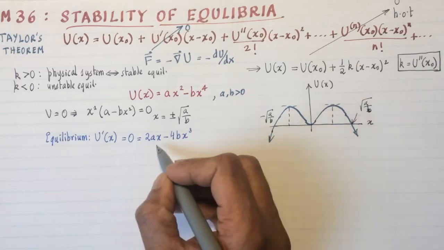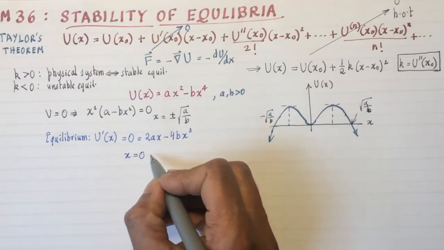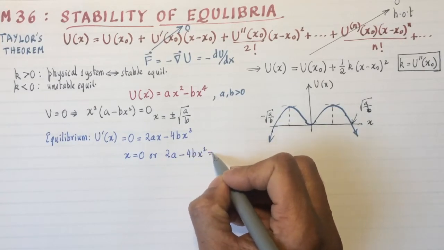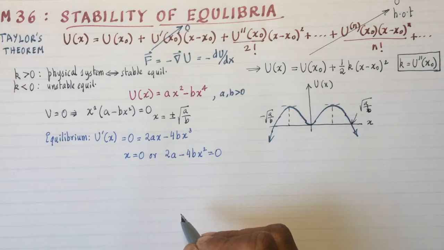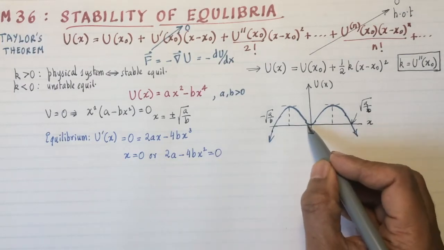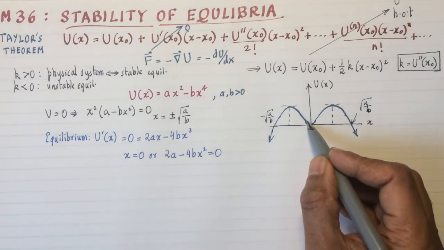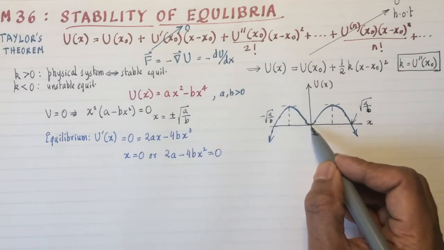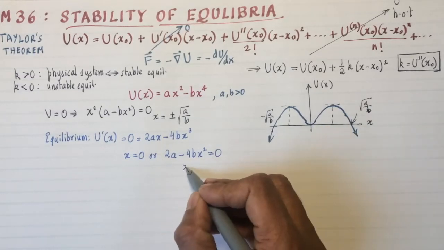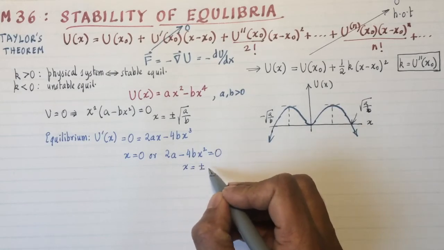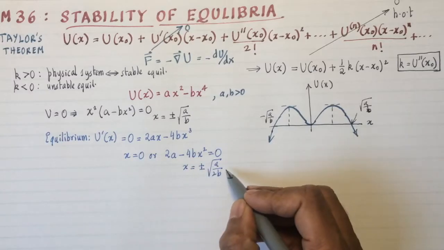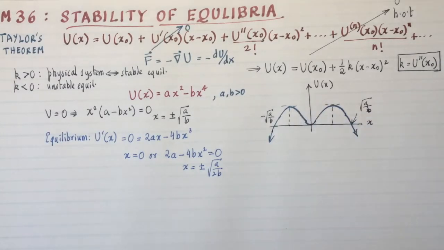Well, if you set that equal to 0, you can factor out an x, so that will tell me x equals 0, or 2a minus 4bx squared equal to 0. One of those two conditions must be satisfied. Well, this condition gives you this equilibrium point here. If you keep a ball here, it will roll back and forth, so that certainly is a stable equilibrium point. And this gives you the unstable equilibrium point, because when x equals plus or minus square root of a over 2b, I've cancelled out the 2's, then you get the unstable equilibrium.